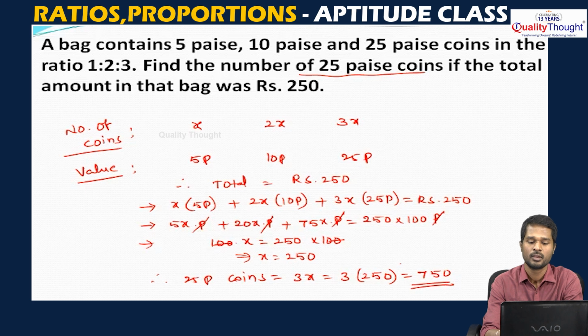This is very simple. First multiply the value of the coins with the number of coins to get the total amount. To find the answer, convert everything in the question into a single denomination, either rupees or paisa. It is easy for me to convert everything into paisa. The left side of the equals symbol I have in paisa, and the right side is in rupees, so just multiply with 100 to get it into paisa. So x is 250, and 25 paisa coins are 3x, so 3 into 250, 750.